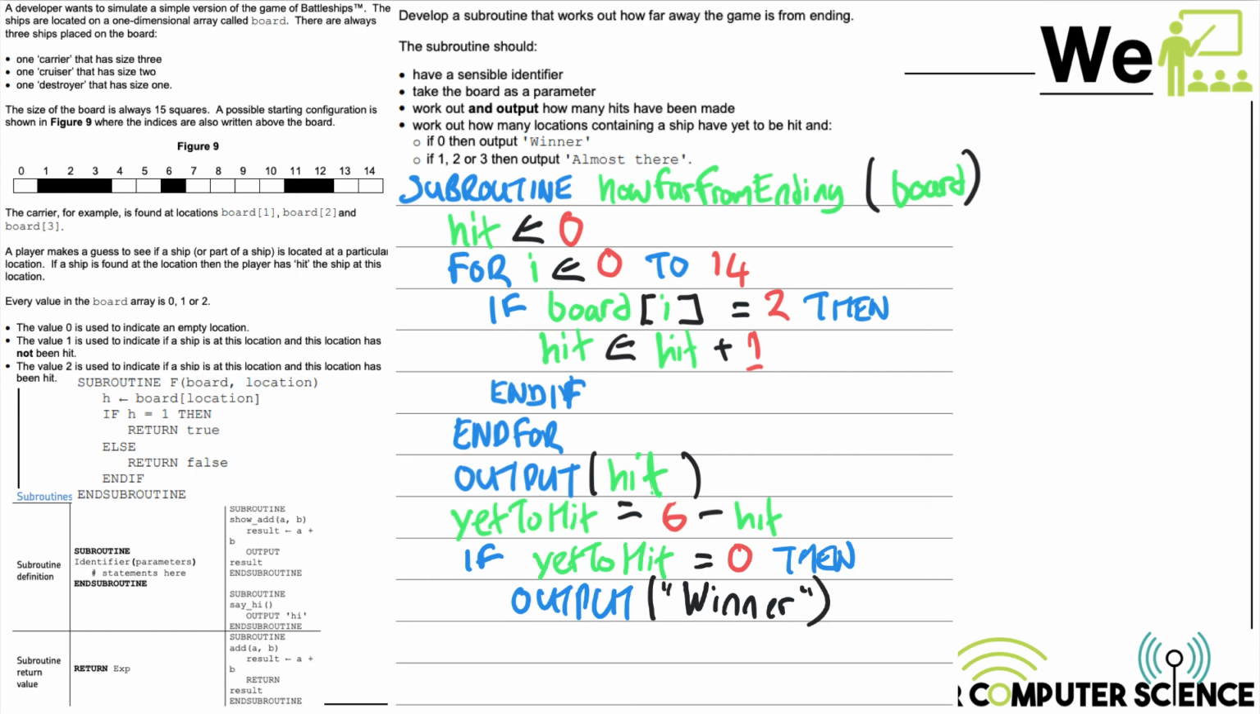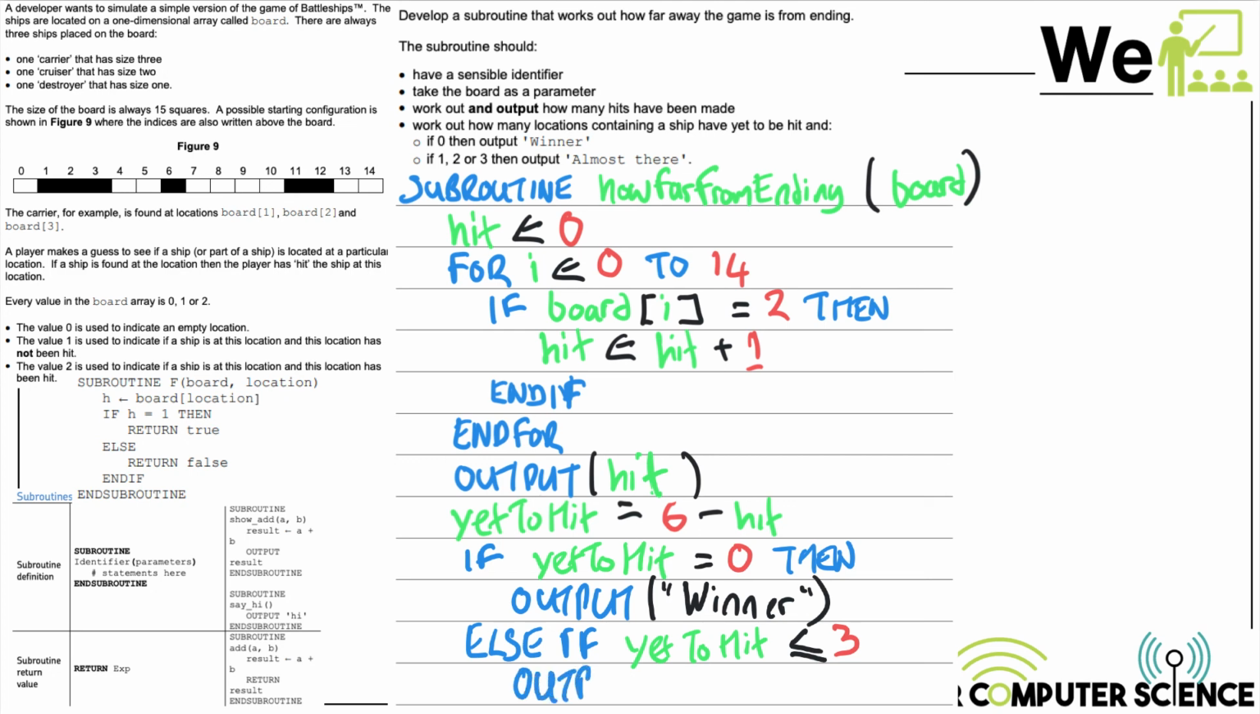And we'll also say else if. What else could we check for? Well, we need to check if yet to hit is 1, 2, or 3. You could say else if yet to hit equals 1, or yet to hit equals 2, or yet to hit equals 3. I think it'd be easier to say yet to hit is less than or equal to 3. And you could then say output.